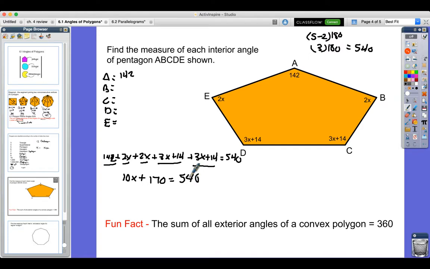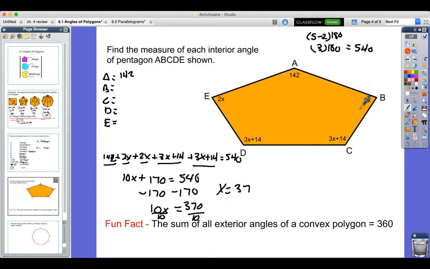So the rest is just solve for x. So let's solve for x. So we'll subtract 170 from both sides. So minus 170 minus 170. You get 10x equals 370, and then divide by 10. The value of x equals 37. Good. So now all we got to do is just substitute that back in.